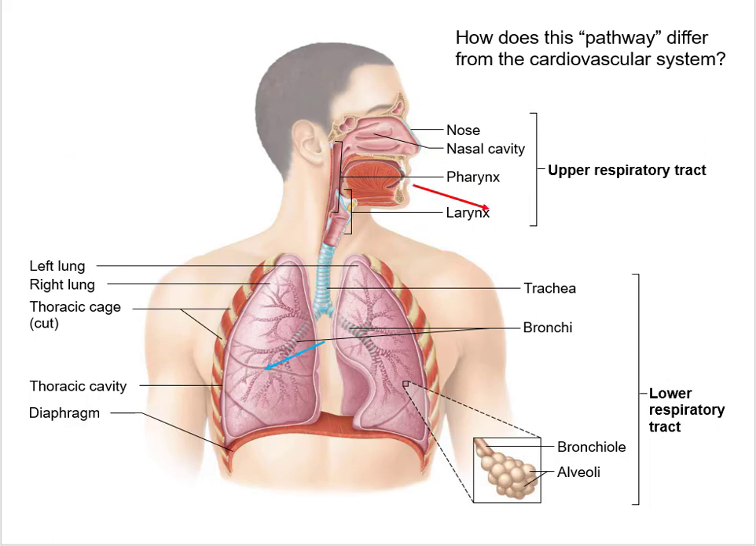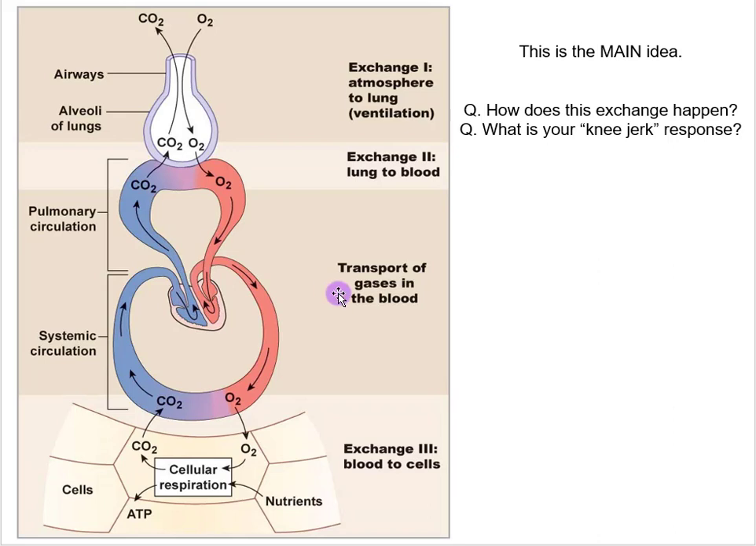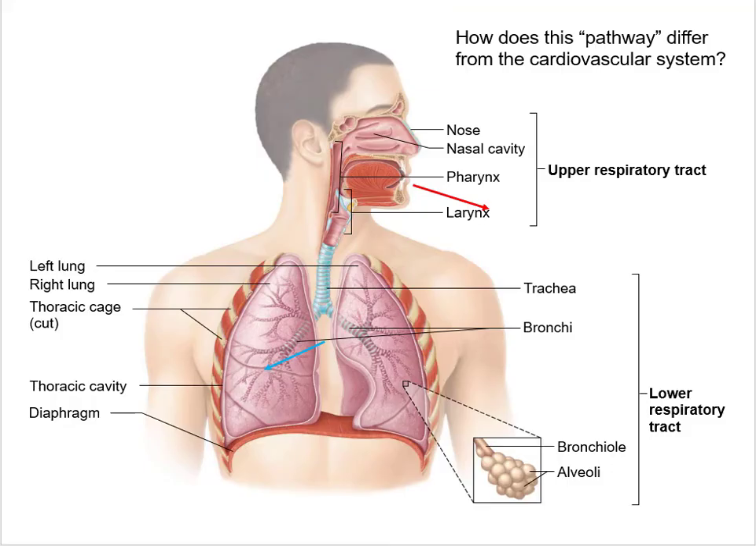So these are really one-way roads, I suppose you could say it that way. Air comes in, and then when you breathe out, air goes out the exact same way. Whereas the cardiovascular system, as I said, is a big continuous loop. All right, so that's the key difference between the respiratory pathway versus cardiovascular pathways.